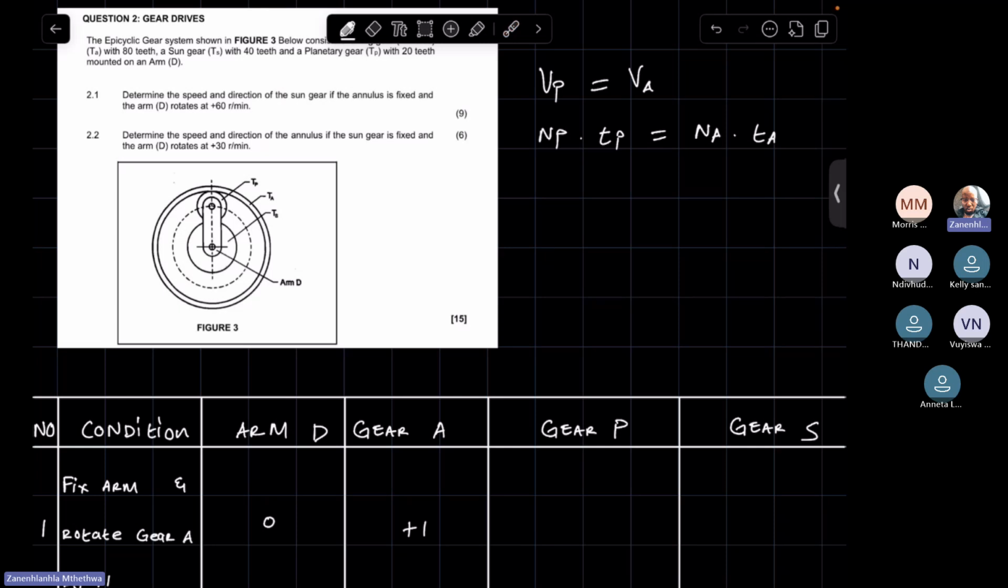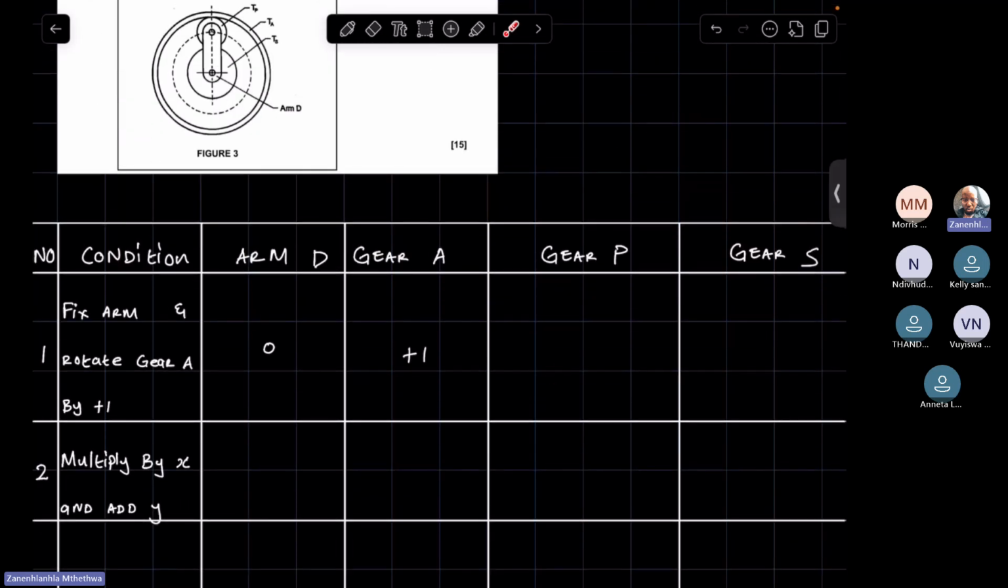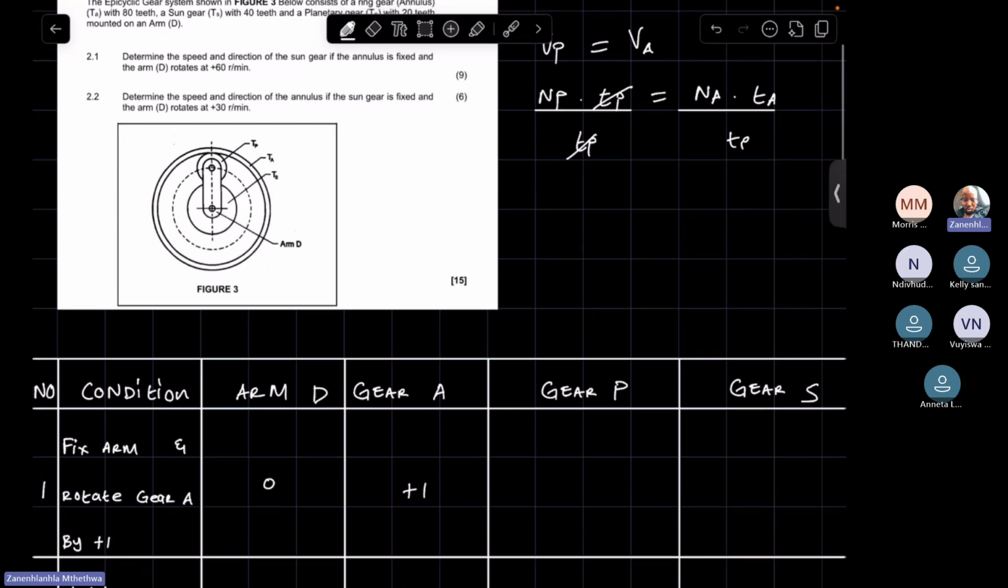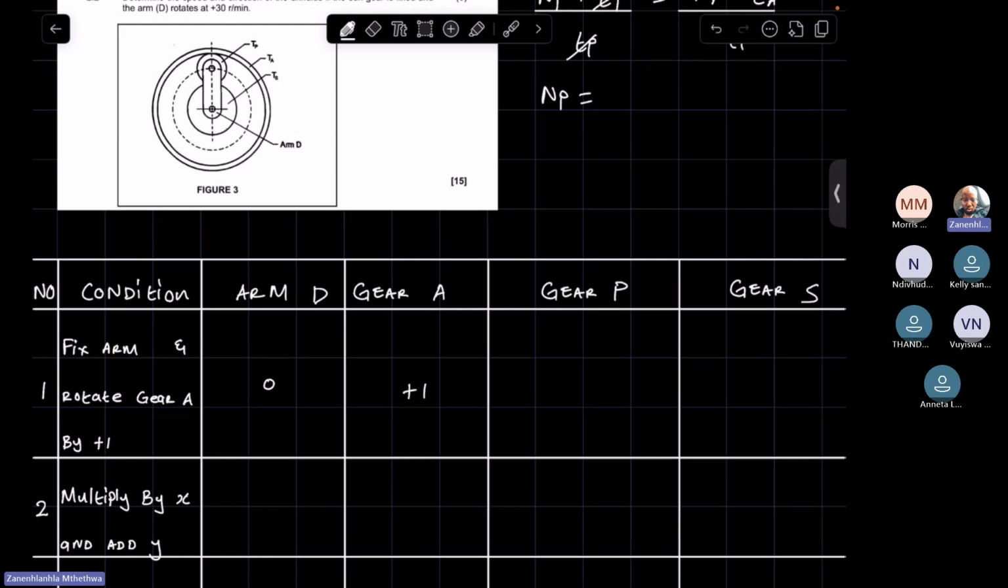The third guideline is to solve for what you're looking for. What are we looking for? We are looking for the rotational frequency of gear P, denoted as NP, when the arm is fixed and the annulus has been rotated clockwise. In order to do that, you must make NP the subject of the formula, which means you divide both sides by TP. Hence NP is equal to NA times TA divided by TP.